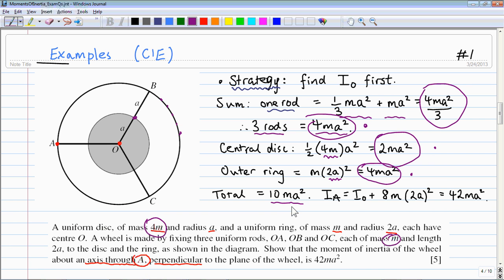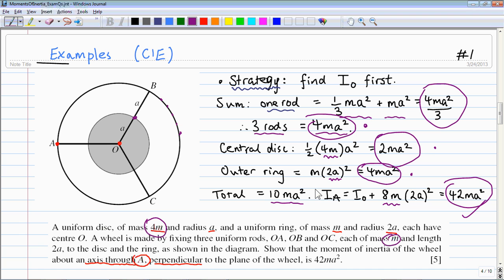That was using addition and symmetry, and also the parallel axis theorem, of course. Now we use the parallel axis theorem again, because now we know the moment of inertia of the whole system about O. We just simply have to add the mass of the whole system. Again, be very careful, the mass of the whole system is not m, but it is 8m, because it is 4m plus the mass of the ring, m, plus 3 times m, so it's 8m, times the distance of O from A squared, so that's 2a squared, that's 4 times 8, 32 ma squared, plus the original 10 ma squared, giving us the final answer of 42 ma squared, which was what was required.